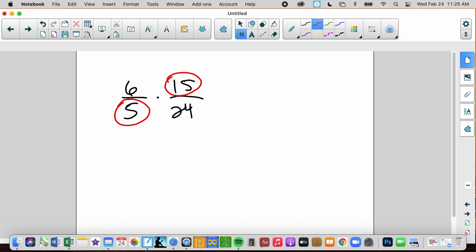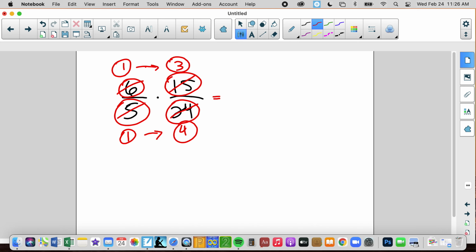Yes, they both have a common factor of 5. 5 goes into 5 once. 5 goes into 15 3 times. And then 6 and 24 have a common factor. 6 goes into 6 once. 6 goes into 24 4 times. And then we multiply across. So our answer would end up being 3/4. And remember, all we're doing is reducing fractions.